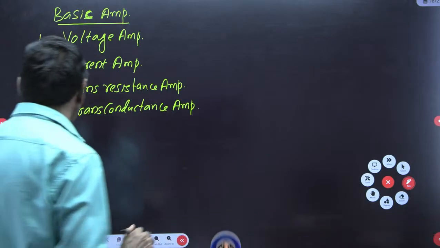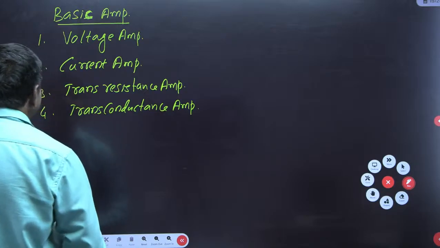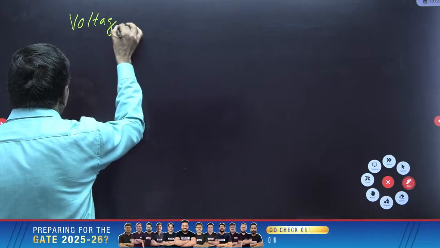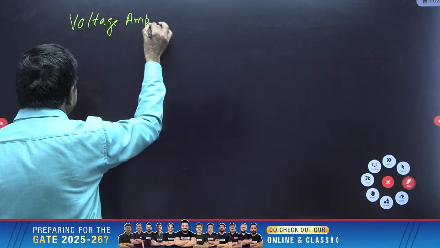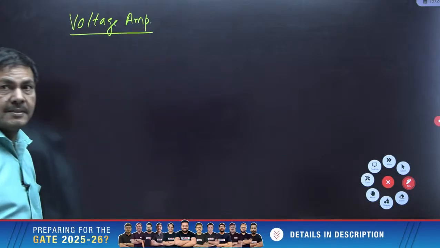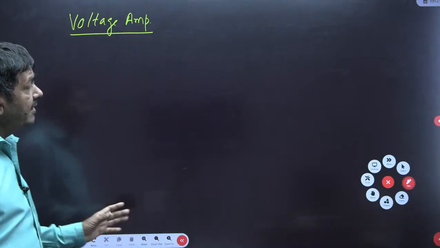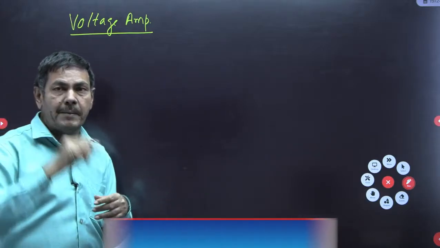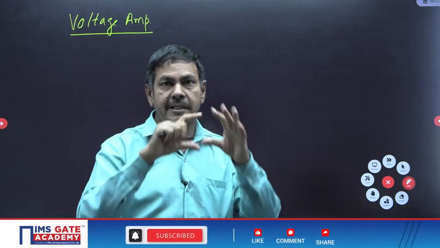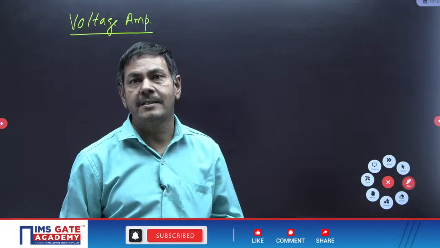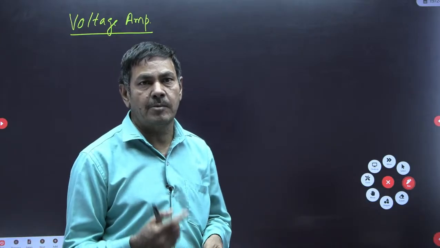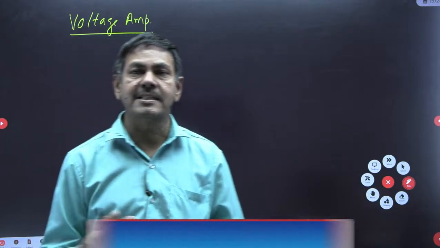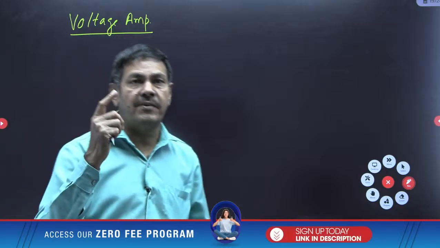The first one I will select is the voltage amplifier. Try to understand this. How questions are asked, I will explain. Sometimes in one paper I watched, the ECE paper, he gave a circuit. The options were: A, voltage amplifier; second, current amplifier; third, transconductance amplifier; fourth, transresistance amplifier. So you need to identify that.